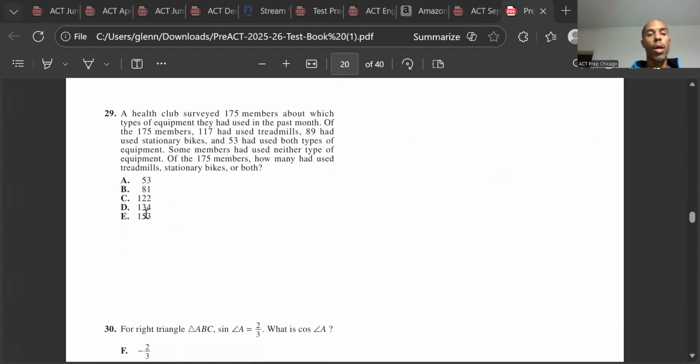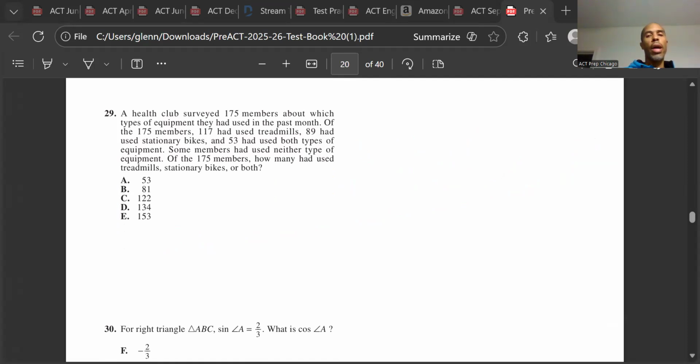All right, number 29. A health club surveyed 175 members about which types of equipment they had used in the past month. Of the 175 members, 117 had used treadmills, 89 had used stationary bikes, and 52 had used both types of equipment. Some members had used neither type of equipment. Other than how many had used treadmills, stationary bikes, or both.